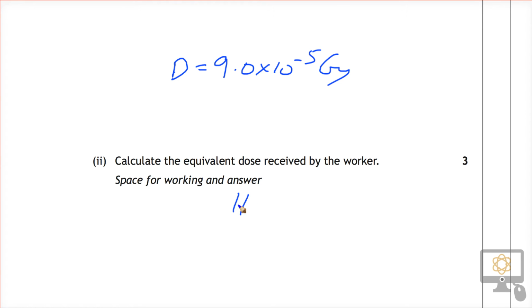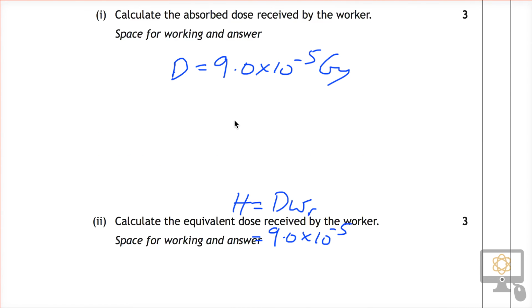So the equation for equivalent dose is H is equal to D times the radiation weighting factor. And that is 9.0 times 10 to the minus 5 times the radiation weighting factor for X-rays. Now if you look at the very front inside page of the test paper, you'll see a data sheet, and the data sheet will give you a list of different radiation weighting factors. If you like, we can have a quick look at it now.